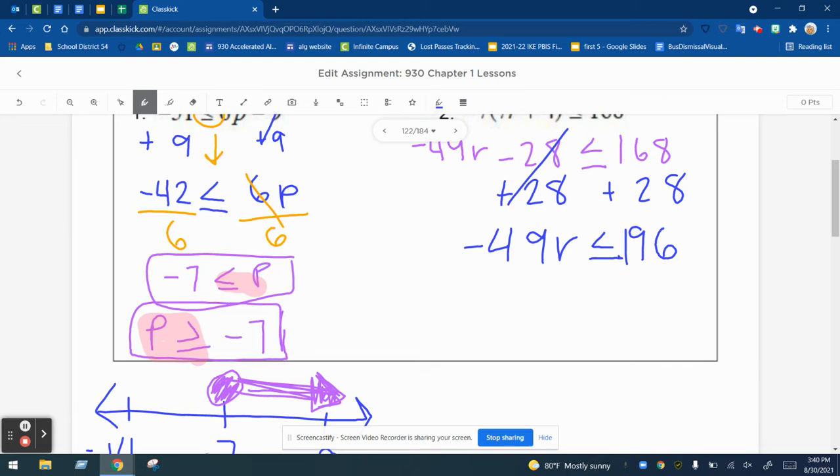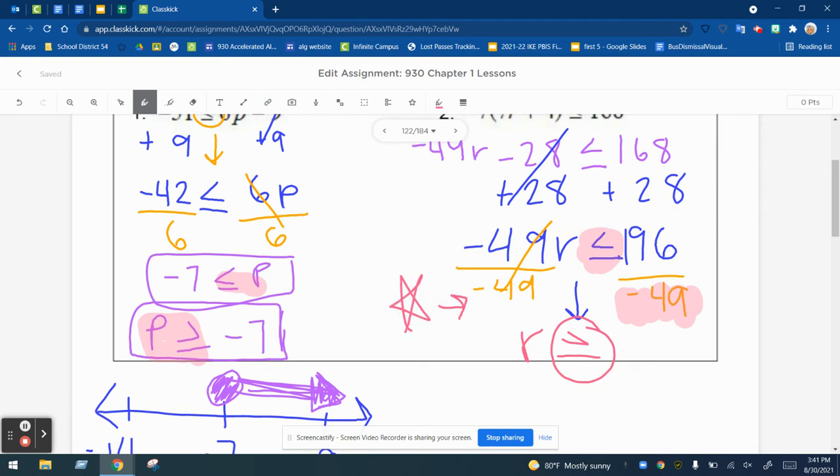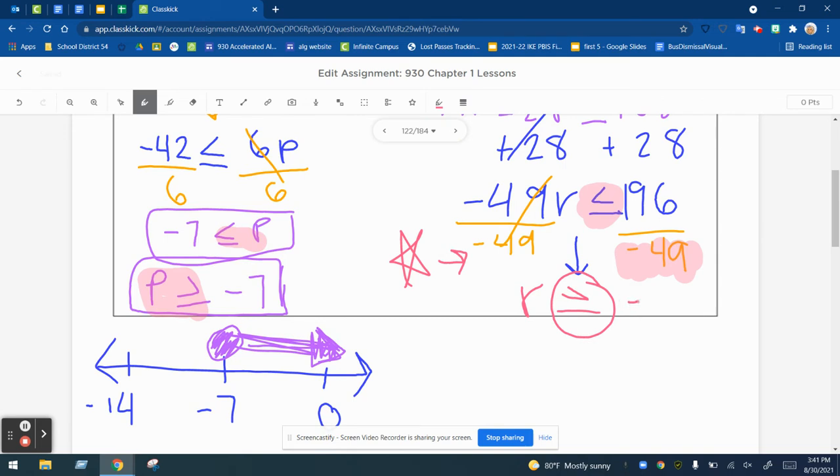So let's go ahead and divide by -49. And right here is where I'm dividing by a negative. I have to flip my sign, okay? So since I'm dividing both sides by a -49, I have to make sure that I flip the sign. So now my r is greater than or equal to, all right? So I just flipped my sign, so do not forget that part. And then from there, 196 divided by -49 gives us -4.